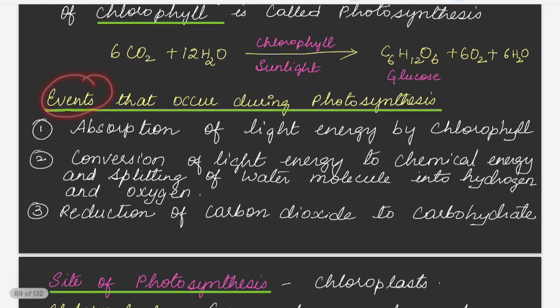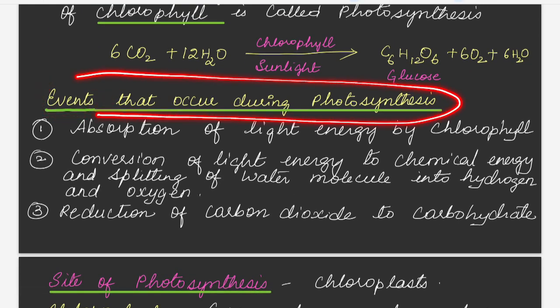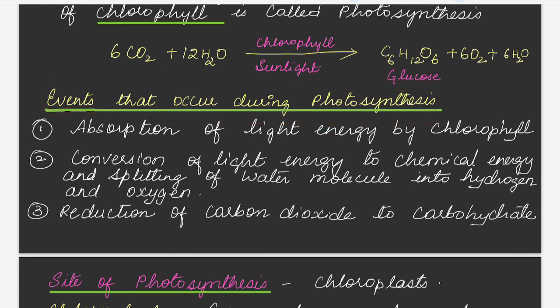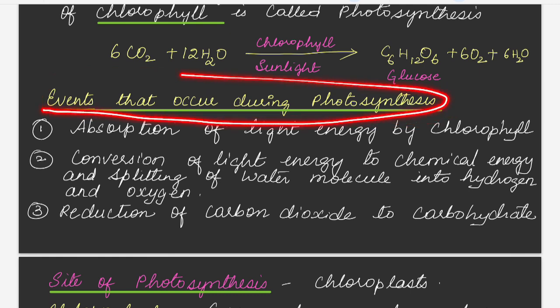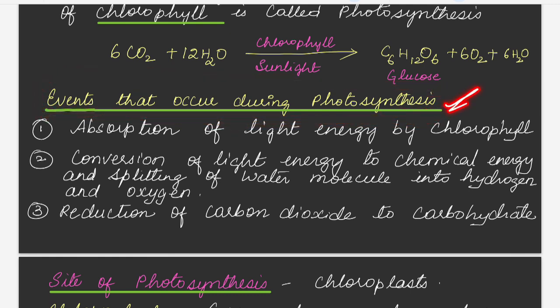So what are the events? This is one of the important questions which will be asked in the examination. What are the events that occur during photosynthesis? You have to write that these are the 3 events which occur. The first one is absorption of light energy by the chlorophyll. So chlorophyll will absorb this light energy from the sun. The second step is conversion of this light energy to chemical energy.